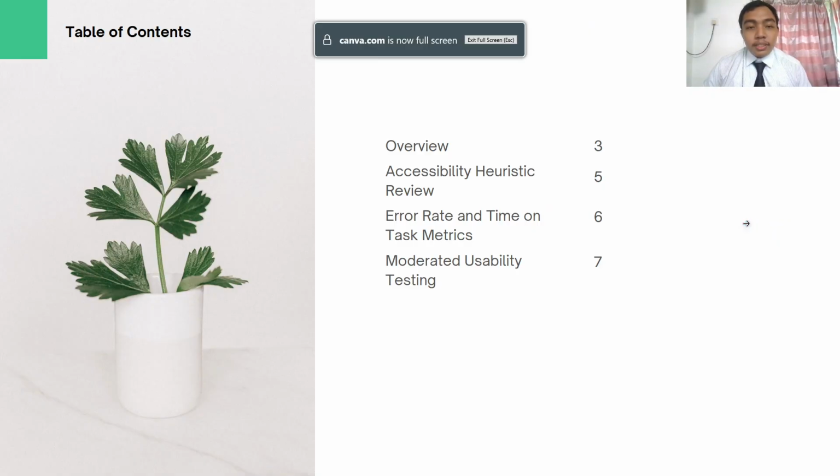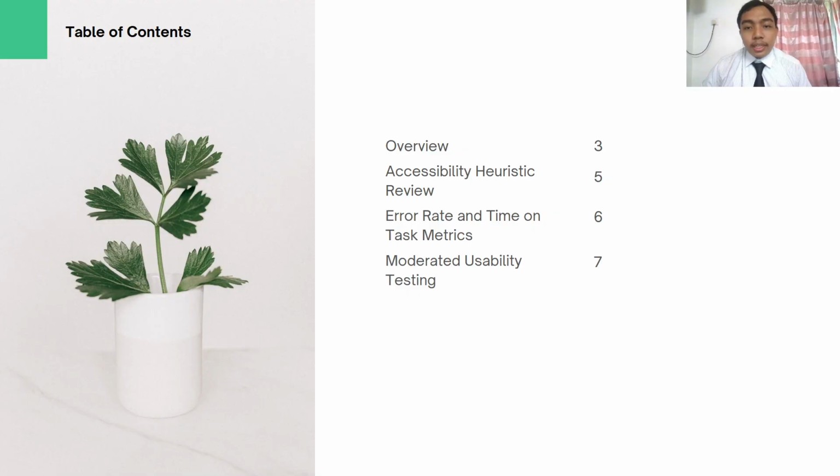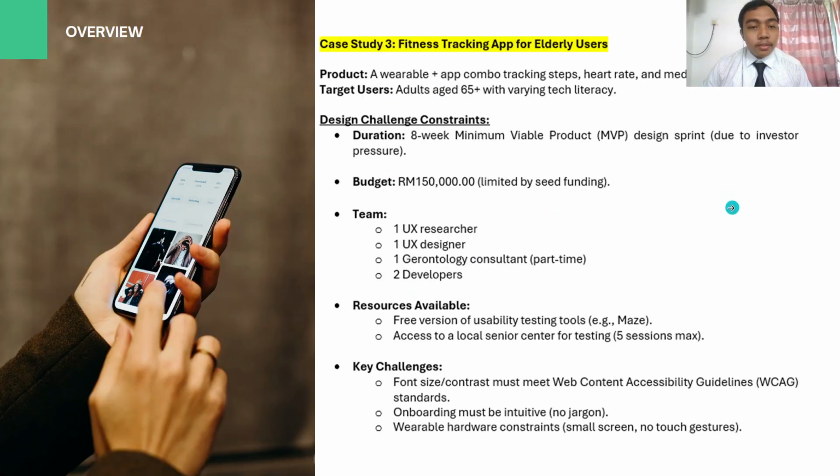Today I will talk about a case study of a fitness tracking app for elderly users. So we will discuss the overview, the accessibility heuristic review, error rate and time on task metrics, and moderated usability testing. So first off, the overview. This is the case study that we will explain today.